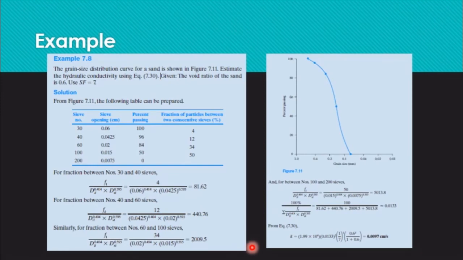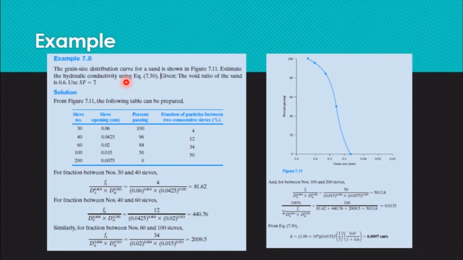Another, so ito yung kay, sino nga ba yun? Yung may DLF tsaka DSF. So yan, may particle size distribution, and then fraction ng 2 consecutive sieves. So the grain size distribution curve for a sand is shown, figure 7.11. Estimate the hydraulic conductivity using equation 7.30. The void ratio of the sand is 0.6. And then SF is 7.